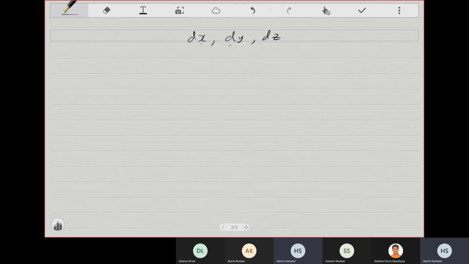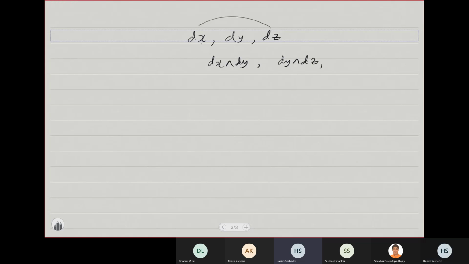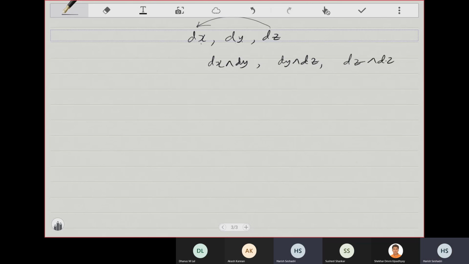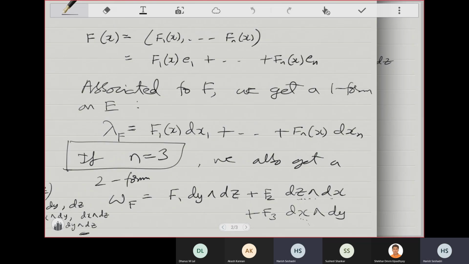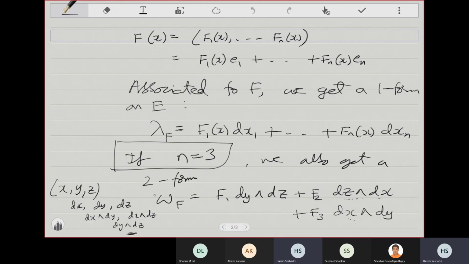So first you do dx wedge dy. I'll get dx wedge dy. Then you do dy wedge dz. Then you come back to dz wedge dx. So this would be cyclic. So this and then this and like this. So we get this.